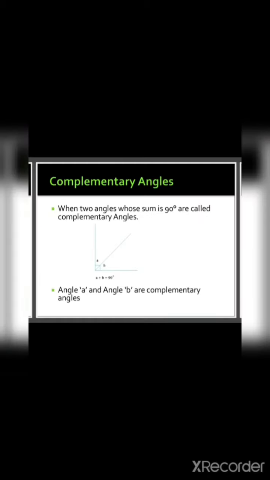Next, some pairs of angles. One is complementary angles. Two angles whose sum is 90 degrees are called complementary angles. Here, angle A and angle B are complementary angles. That is, A plus B is equal to 90 degrees. Then we can say A and B are complementary to each other.